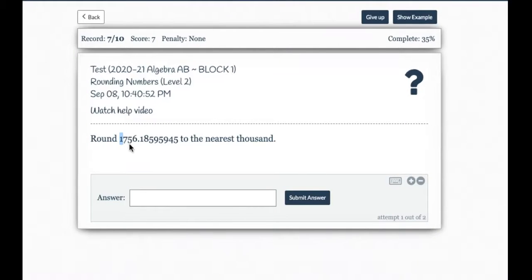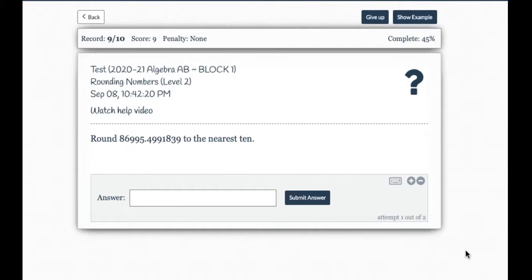Is it going to be 1,000? Or is it going to be 2,000? We will ignore all the rest whenever we're rounding on the left-hand side. So again, the decider is the 7. 7 is a high number, higher than 5. So the 1 will have to bump up to a 2. And we will write 2,000. We're saying 1,756 is closer to 2,000 than it is to 1,000, which should feel right to you.